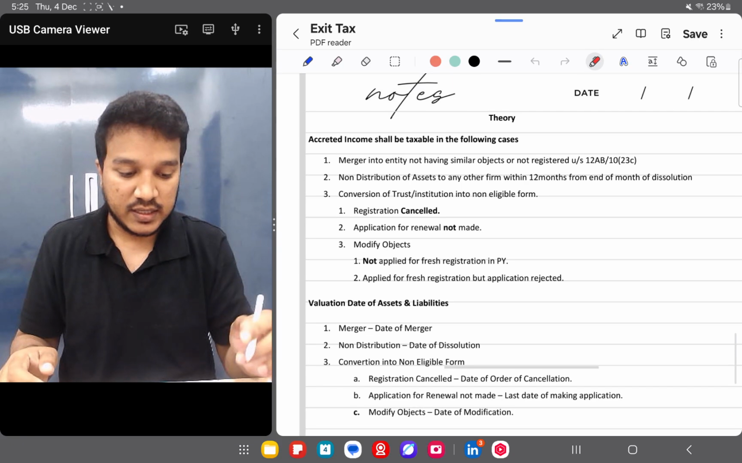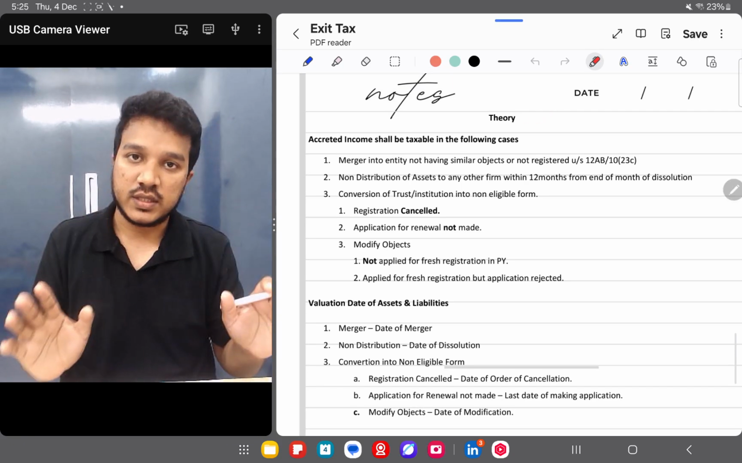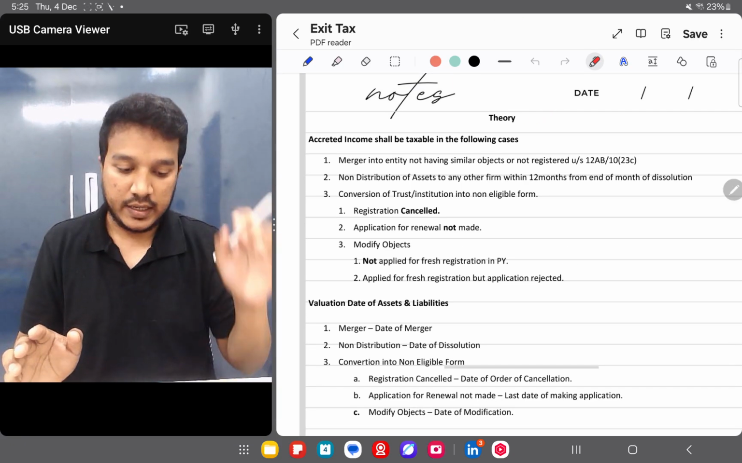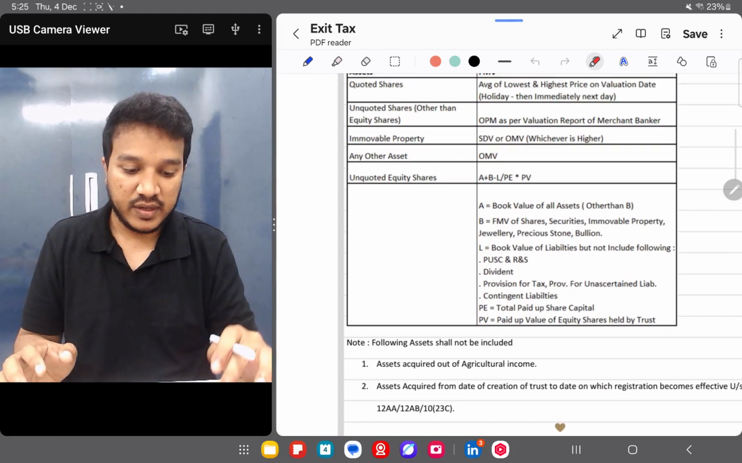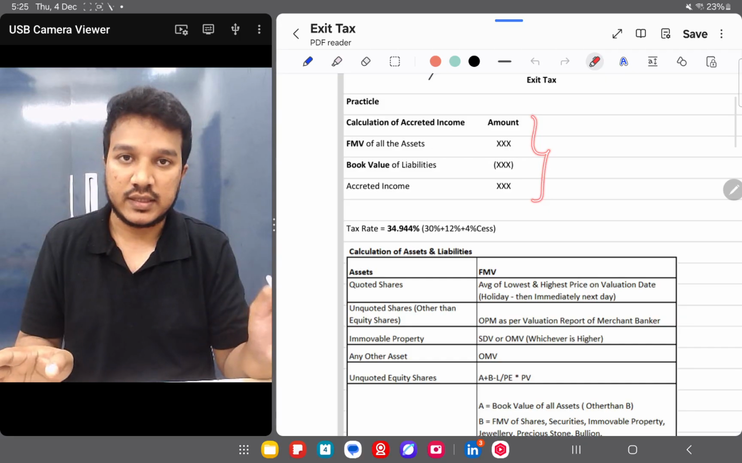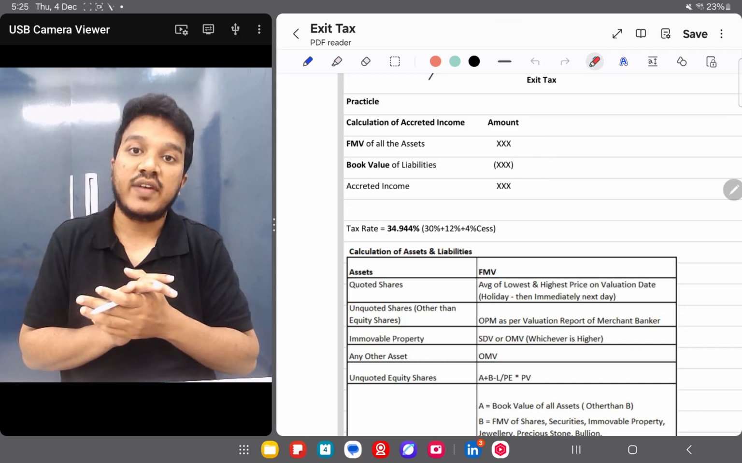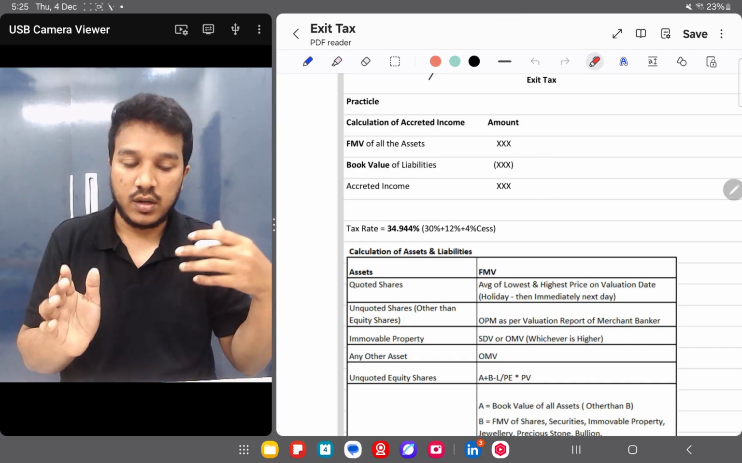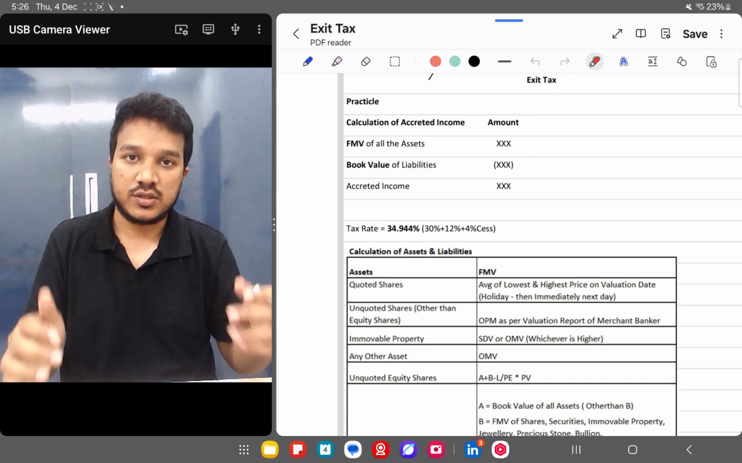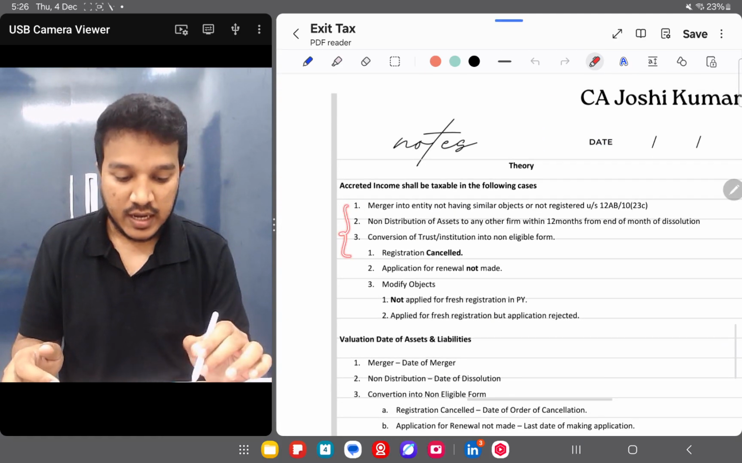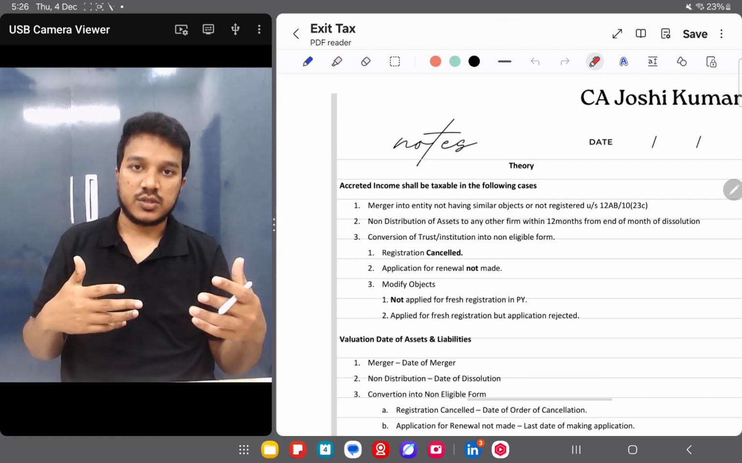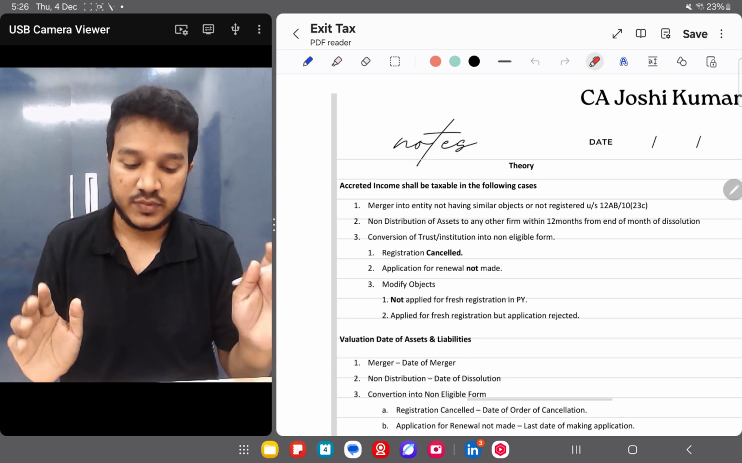Okay, so let's see the theory part. Theory part notes are also very good. Okay, just listen till the end. Accreted income shall be taxable. See, here we have seen how to calculate exit tax. Now we will see when we are supposed to put exit tax. What are the situations? Okay, so here there are 3 scenarios that are given. If in these 3 scenarios or situations you have to calculate exit tax, okay.